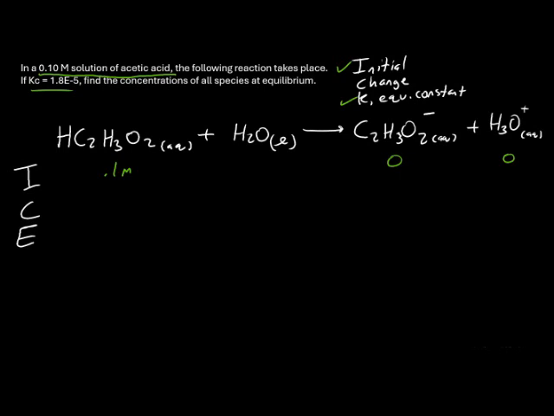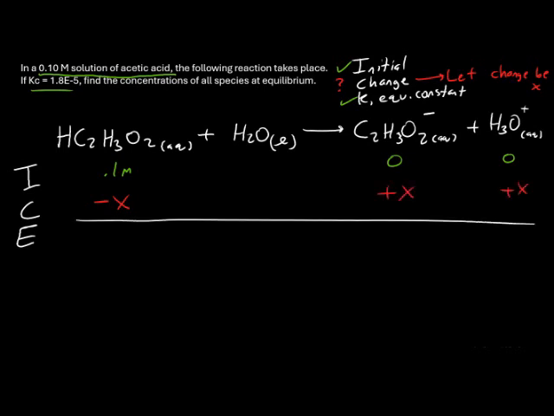The thing that we don't know is the change, so we will let the change be our x. We always react toward the zeros anytime we do a reaction, so we will lose some of the reactant and gain some product. Therefore, our equilibrium concentrations may be written as 0.1 minus x for the acetic acid, x for the C2H3O2, and also x for the H3O positive.